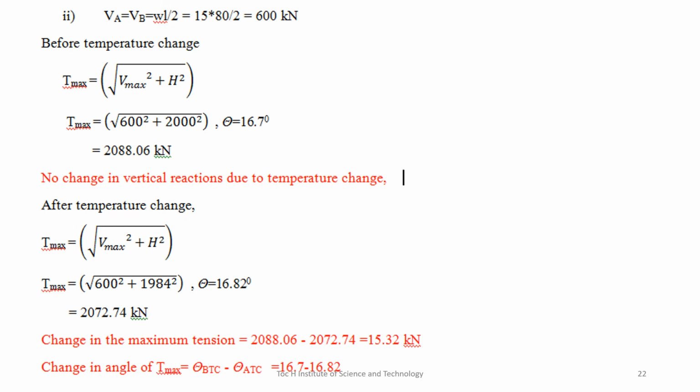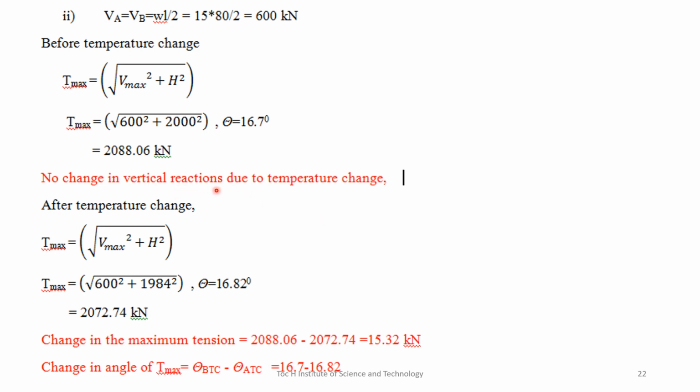Now VA equal to VB equal to WL by 2. We already know that's equal to 600 kilonewton. And before the temperature changes, the maximum value of tension is equal to square root of V max square plus H square. So substitute the first value of the thrust and you got T max is equal to 2088.06 kilonewton. Okay. And we already know there are no changes in vertical reactions due to temperature changes.